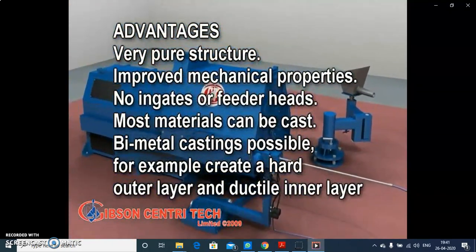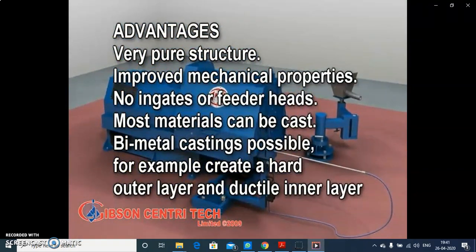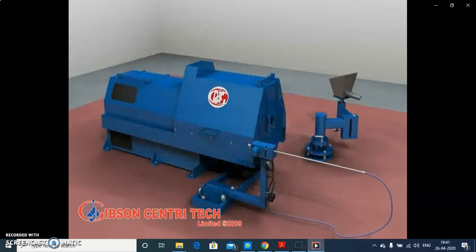These are the advantages. As I discussed, there is no use of any runner, riser, and core for making the hollow parts. These are the advantages.